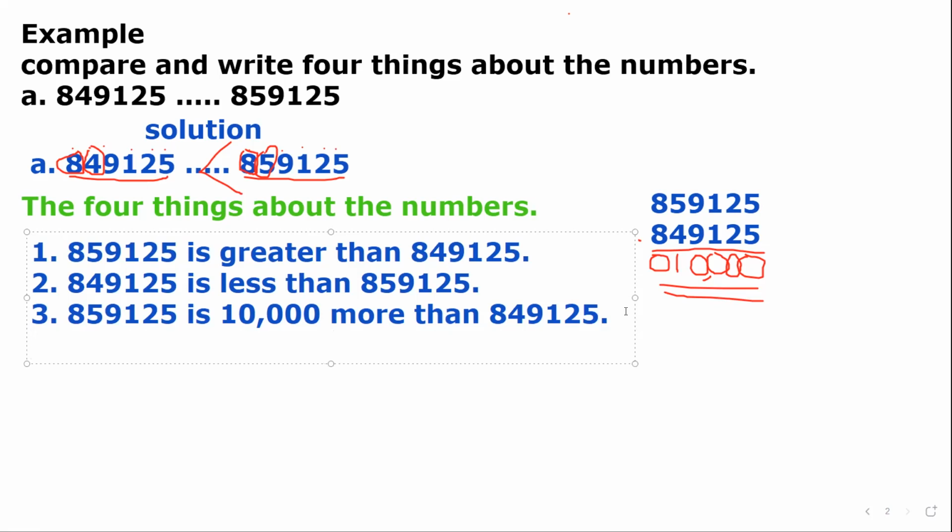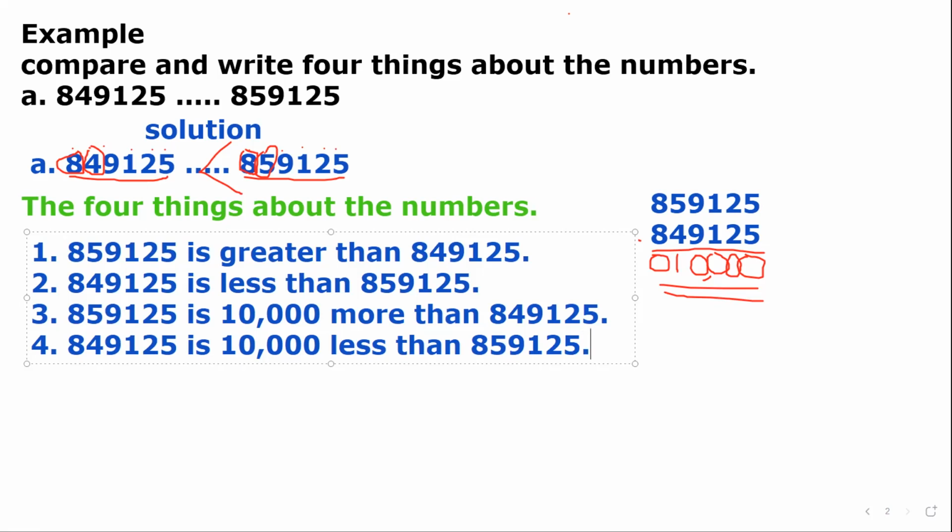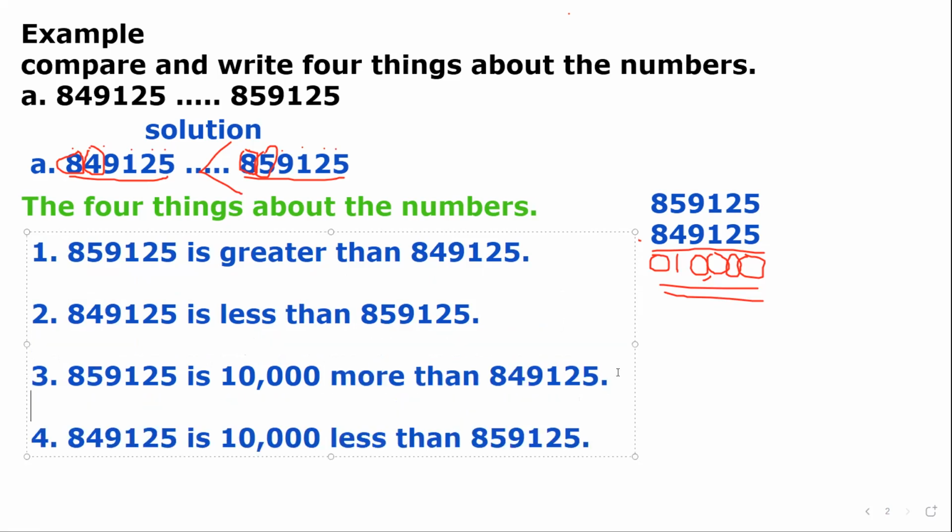Then the fourth statement will also be in this form: 849125 is 10,000 less than 859125. Good. Now, that is the statement.